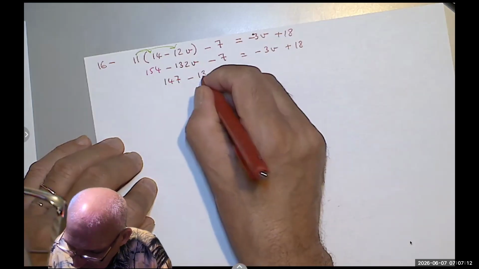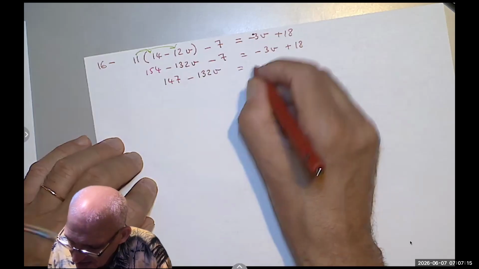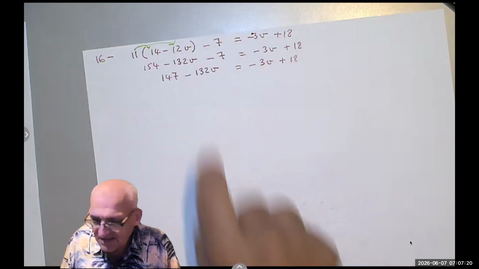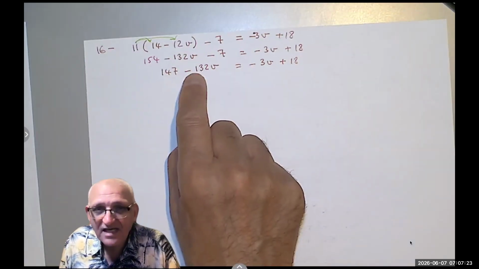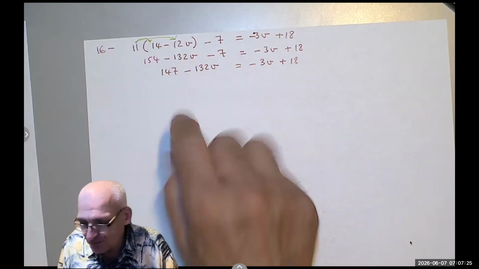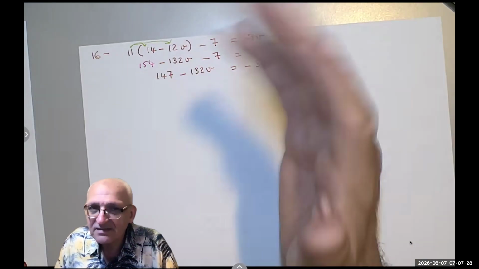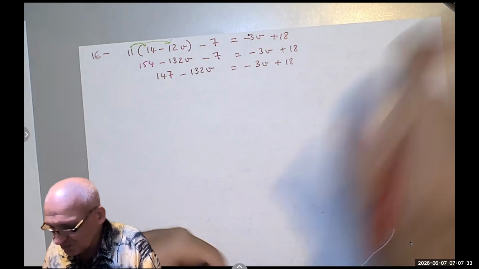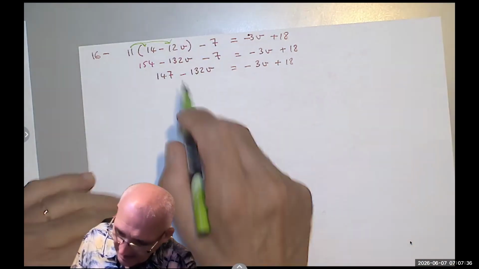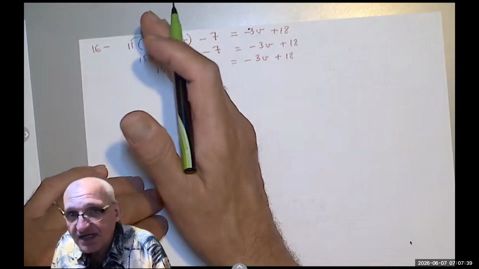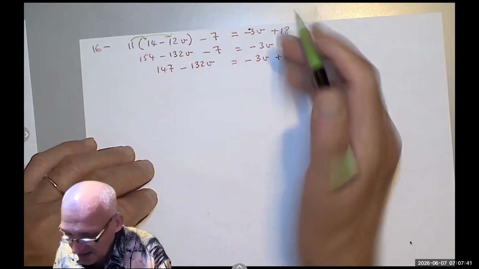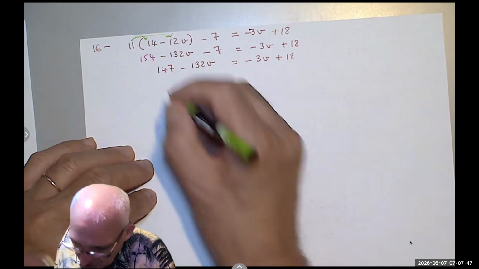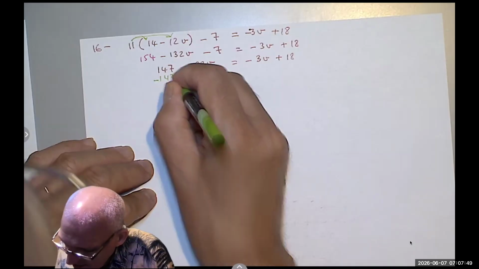Minus 132v equals negative 3v plus 18. Since the v on the left-hand side is negative, I prefer to move it to the right and make it positive, but let's say we are not going to do that. We are going to stick to what we are doing so we don't get confused. I want all the v's, all the variables on the left and all the constants on the right. I have a positive 147 on the left. I don't want it here. So I subtract 147 from both sides.